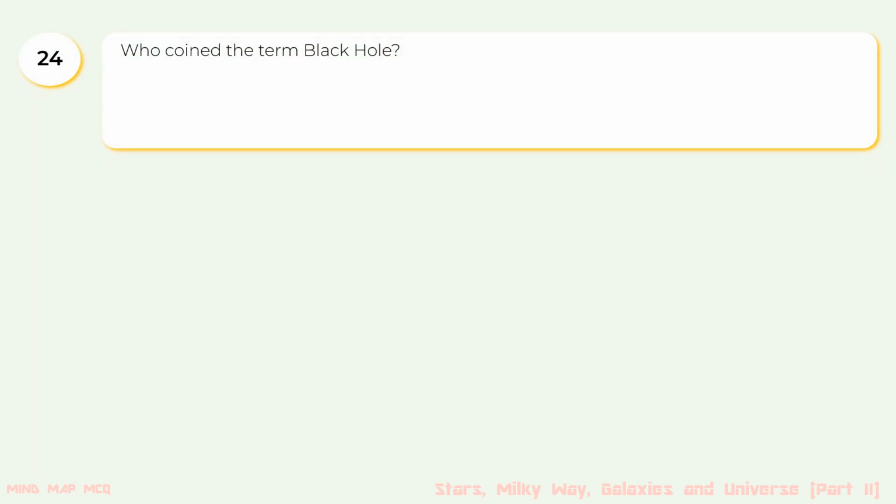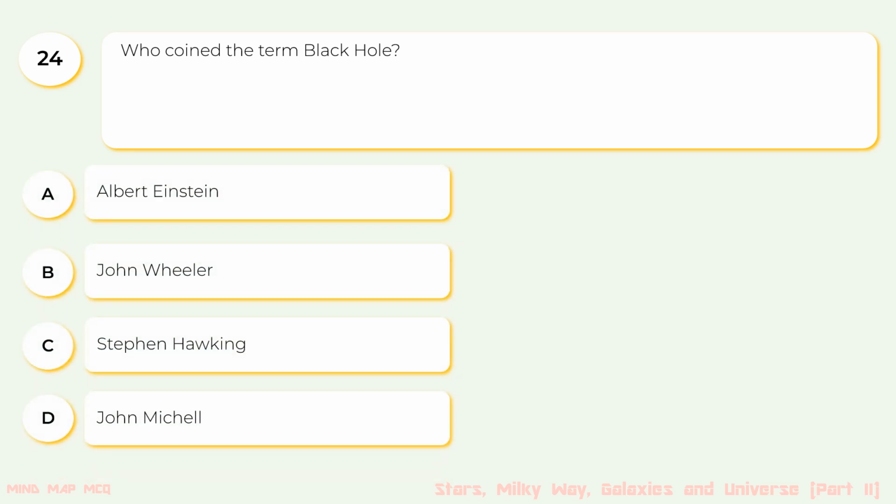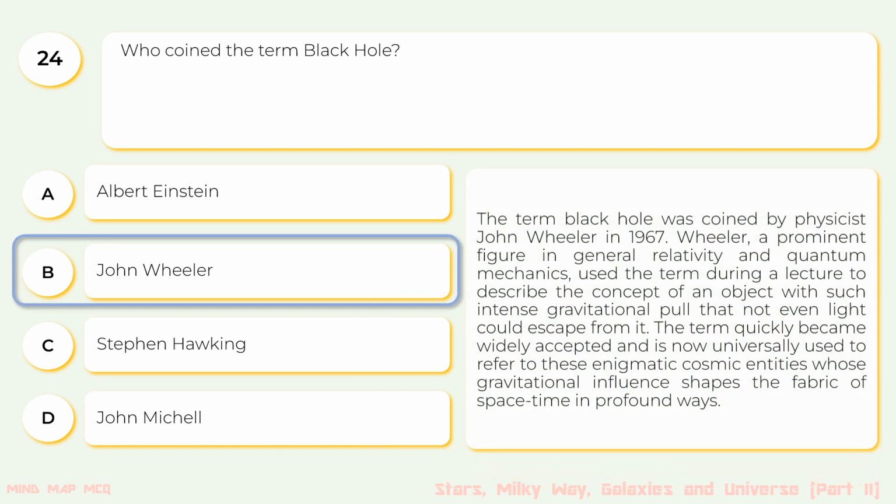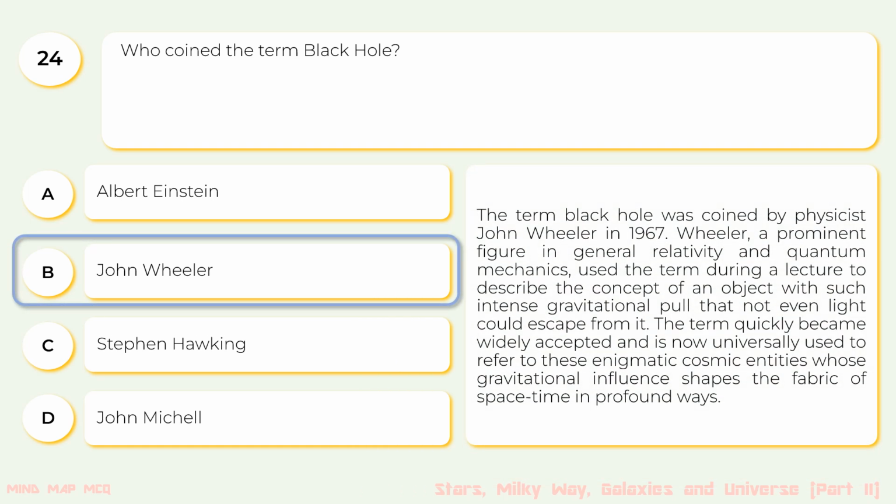24. Who coined the term black hole? The options are A. Albert Einstein, B. John Wheeler, C. Stephen Hawking, D. John Mitchell. The correct option is B. John Wheeler. The term black hole was coined by physicist John Wheeler in 1967.